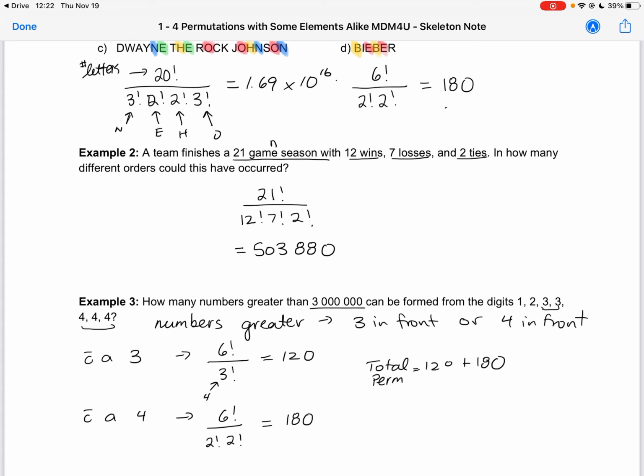There are some other ways to think about this. See if you can come up with a different way to find the total number of permutations, and let me know.